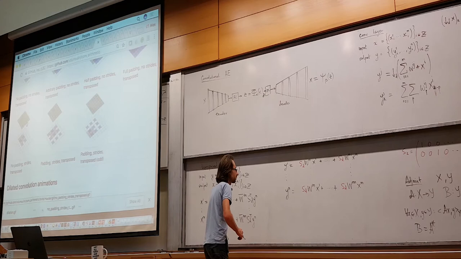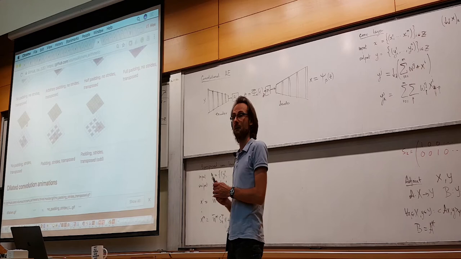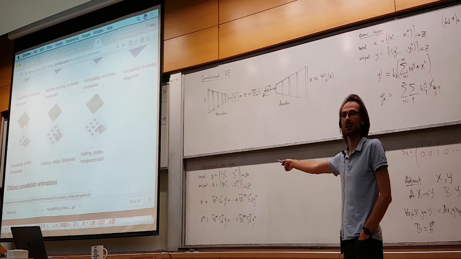Could you repeat where's the inner product? Pardon? What in the actual formulas on the left is the inner product? Well, what is written here is a linear operator that takes y and gives you x. So this is B, right?